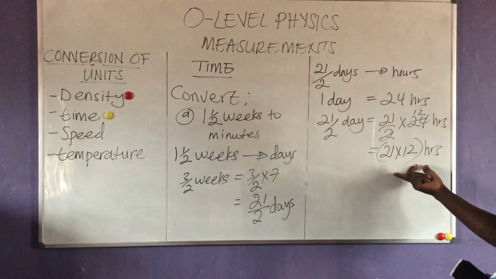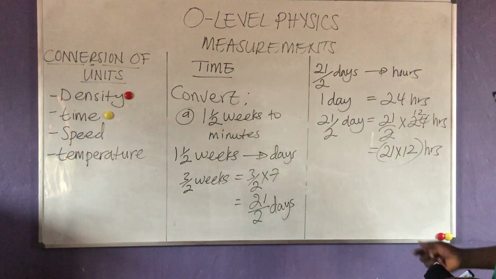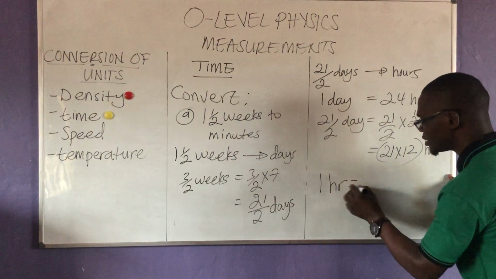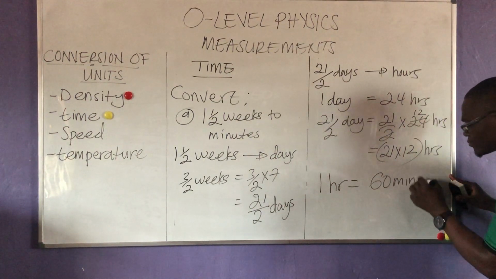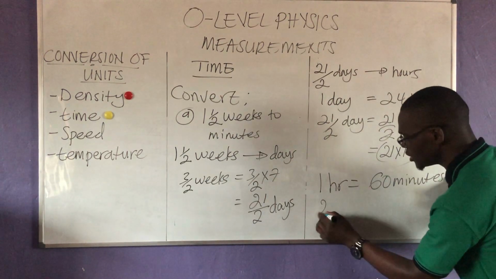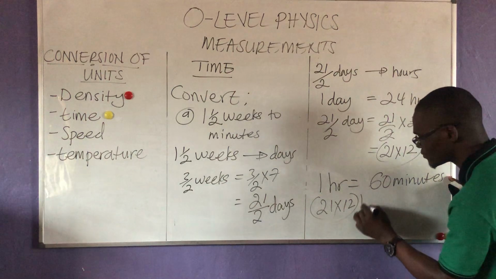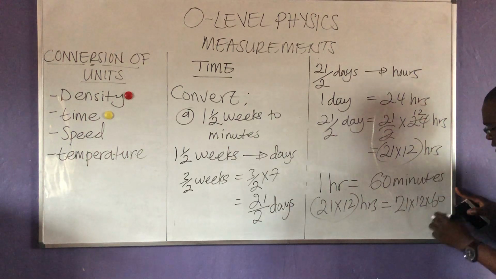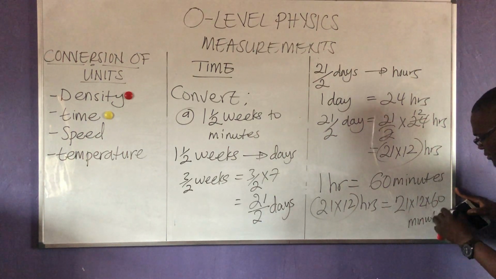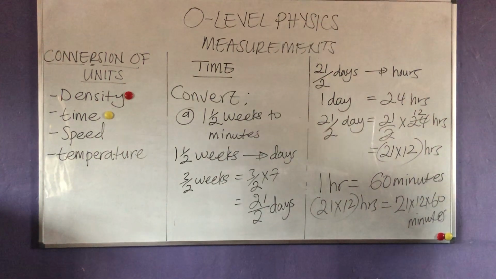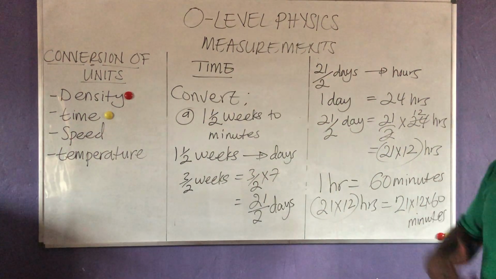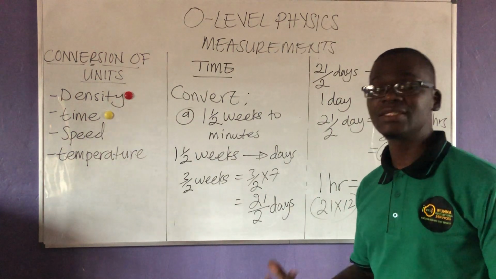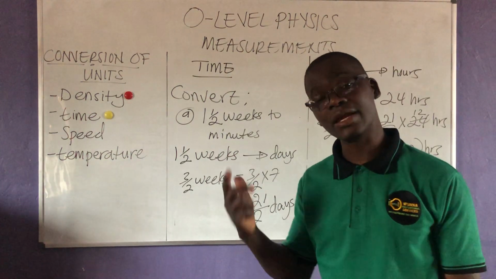Now, after getting the number of hours, we shall have to change these hours to minutes. That is to say, 1 hour is equivalent to 60 minutes. What about the 21 times 12 hours? So you get 21 times 12 times 60. This will be in minutes. So hope you see how far we have come. That is what we shall always do when converting units of time. You can even get a decade in terms of seconds.